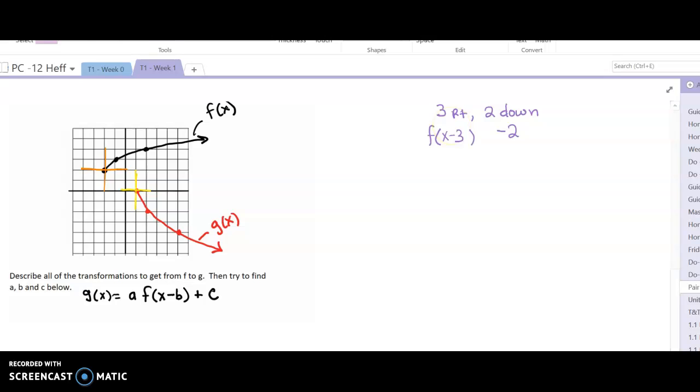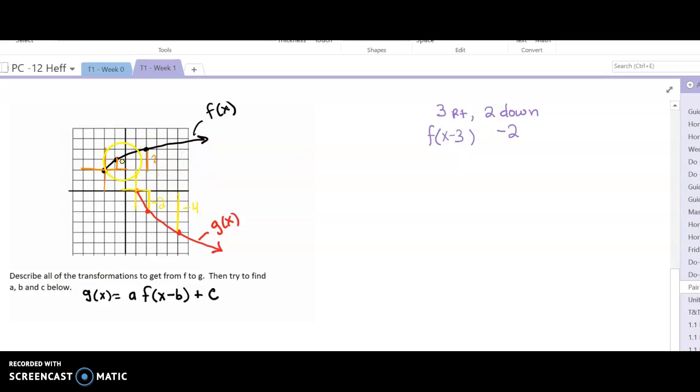The next thing we're going to look at is the vertical stretch, if there is one. So this y-coordinate is 1, and this y-coordinate is 2. Now we're going to look at the new y-coordinates. When we go over 1, this time we go down 2. I'm going to put a negative 2. And this one we have a negative 4.